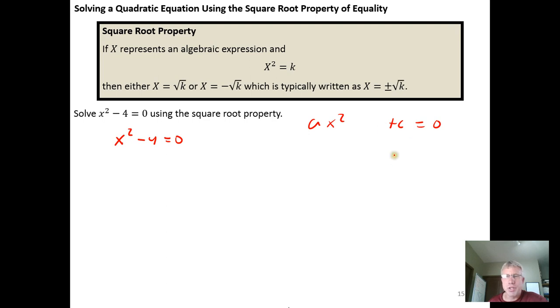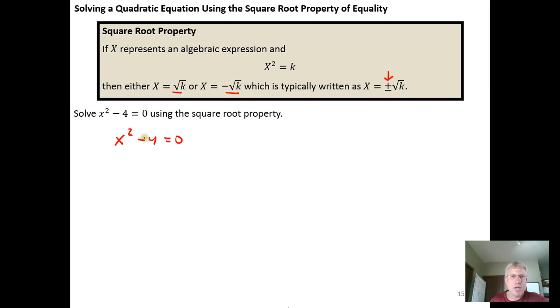So what we're looking at is a solution technique that applies specifically to the case when b is equal to 0. It applies in other instances as well, but this is a case that it is very specifically intended to deal with. And the square root property is really simple. It says, if you have some algebraic expression that's being squared and it's equal to k, there's going to be one of two possible answers. We either get the square root of k or the opposite of the square root of k as an answer. And we usually write it in a compacted plus or minus the square root of k form. So let's take a look at this in practice.